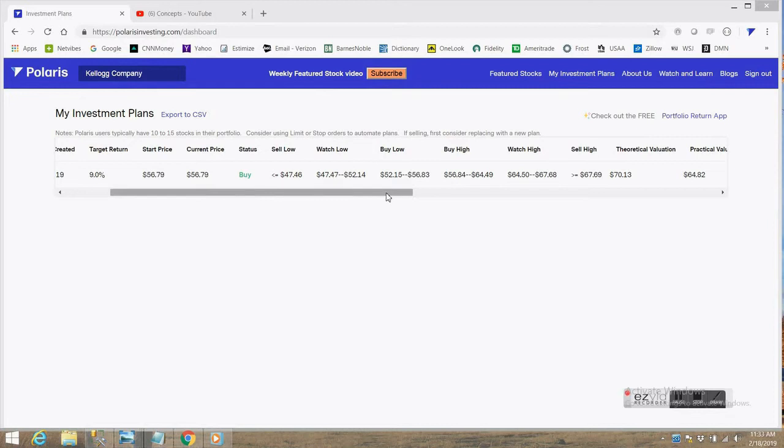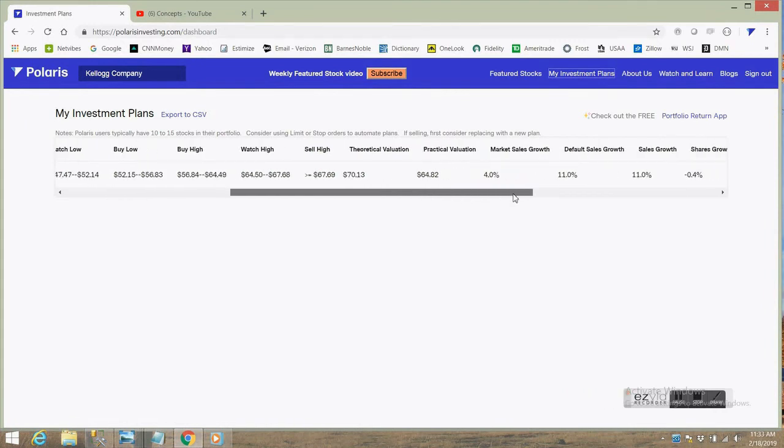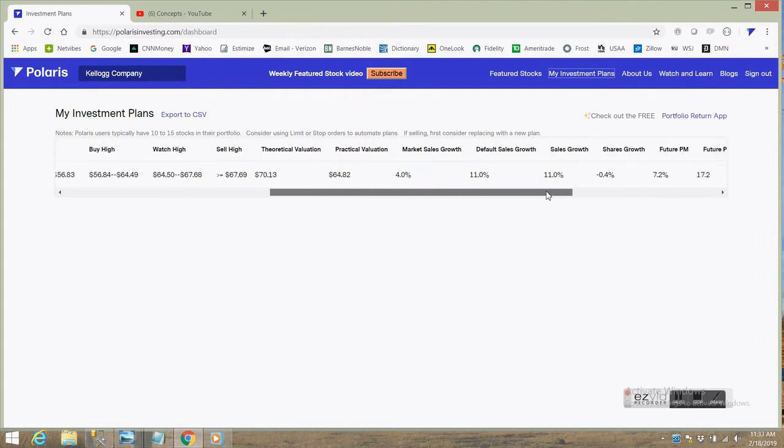Everything I've discussed up till now has been pretty much summary information. More detailed information is contained in the initial overview video on investment plans. So I'm going to now scroll over here to the right and talk about some data fields that haven't been discussed in other videos. You can see here that one of the data points that's captured with your investment plan is the theoretical valuation from the ticker page, the practical valuation, the market sales growth, the default sales growth, and then the slider sales growth, which is 11%.